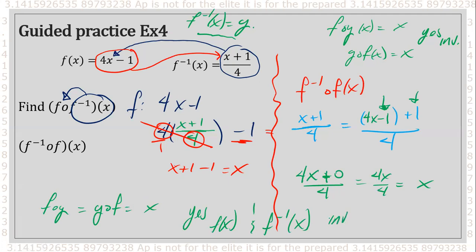So I kind of showed you that this one did work, but essentially they will give you a function g and they'll ask you, hey, is it going to work or not? So when they both equal x, they are inverses. When only one of them does and the other one doesn't, then they're not inverses.